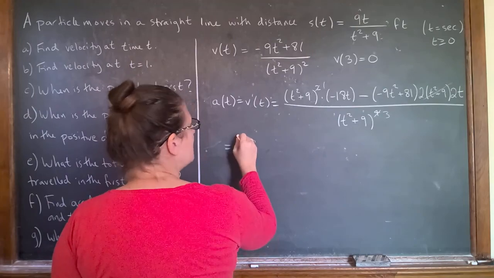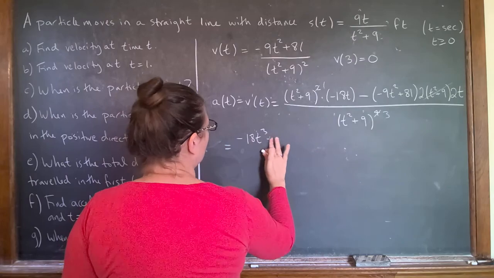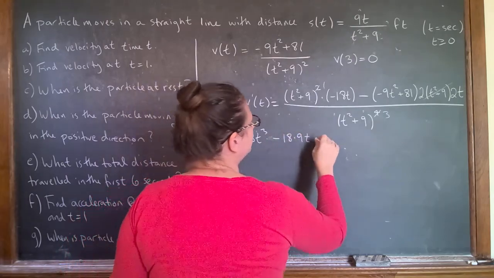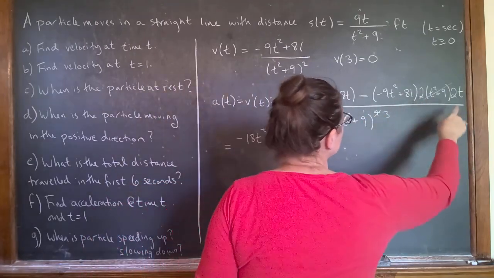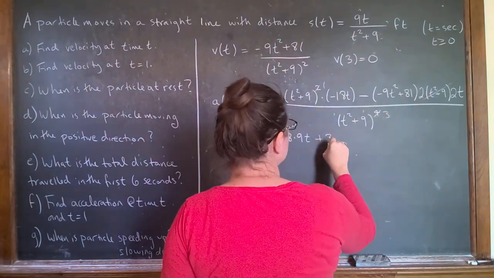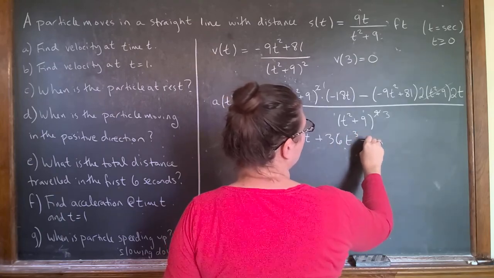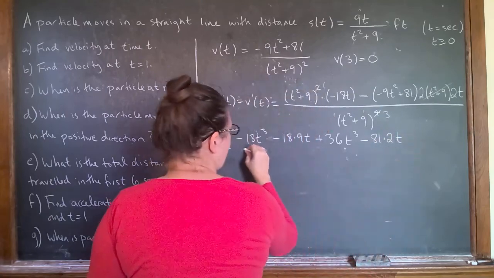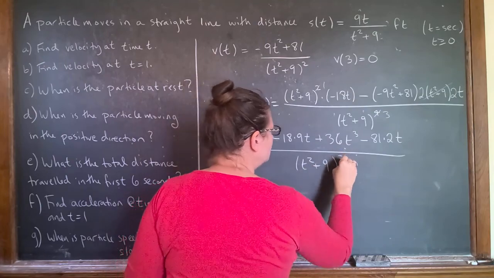So what do I have? I have minus 18t cubed minus 18 times 9t. This is 4t. So plus 36t cubed minus 81 times 2t. And then over t squared plus 9 cubed.